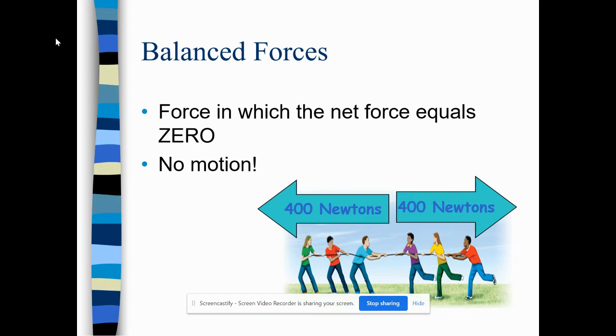So if you look at the tug of war, the students are pulling with equal force. The 3 on the right are pulling with 400 to the right, and the 3 on the left are pulling with 400 to the left. So there is a net force of 0.